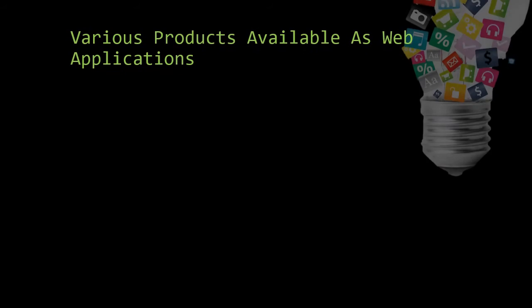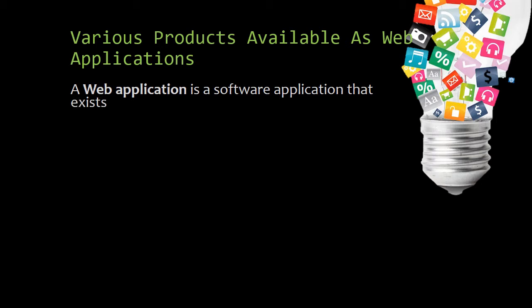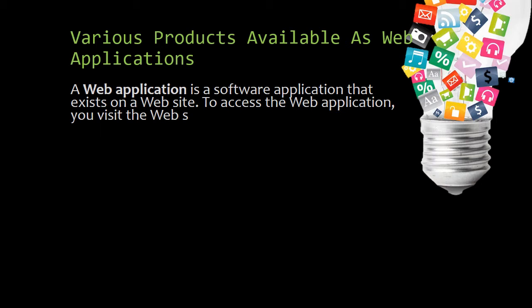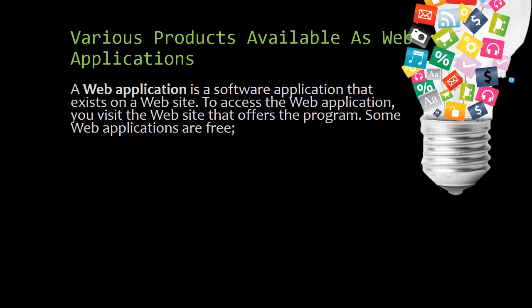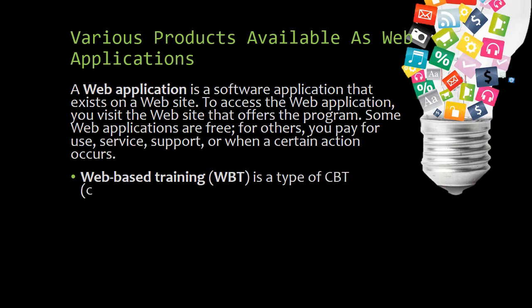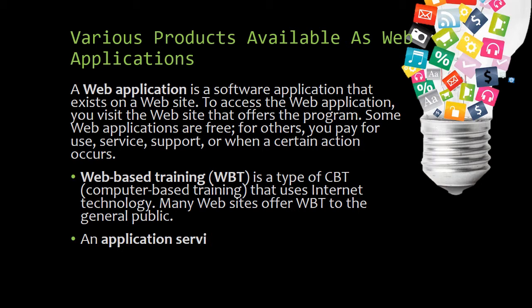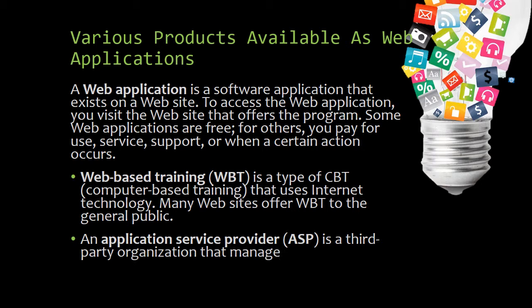Various products are available as web applications. A web application is a software application that exists on a website. To access the web application, you visit the website that offers the program. Some web applications are free. For others, you pay for use, service support, or when a certain action occurs. Web-based training, or WBT, is a type of CBT, or computer-based training, that uses internet technology. Many websites offer WBT to the general public. An application service provider, or ASP, is a third-party organization that manages and distributes software and services on the web.